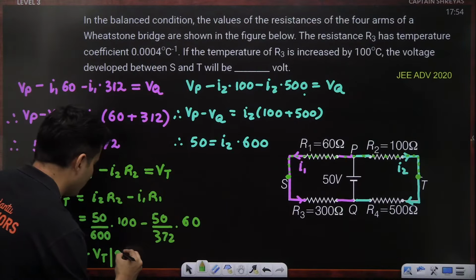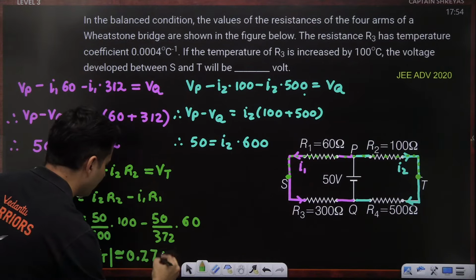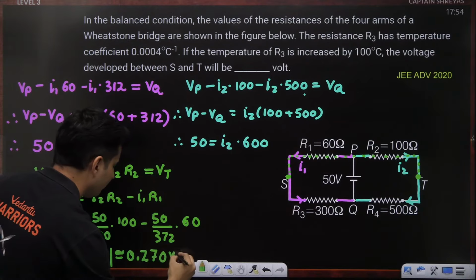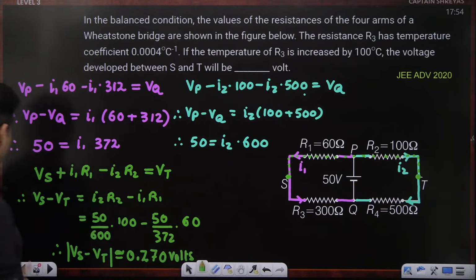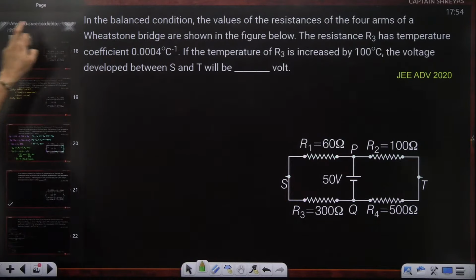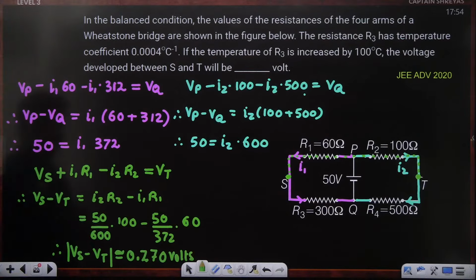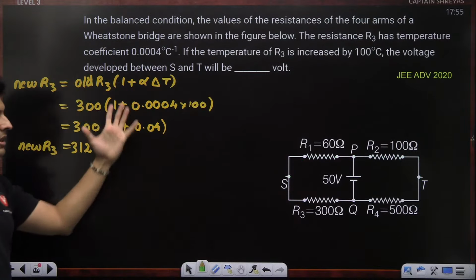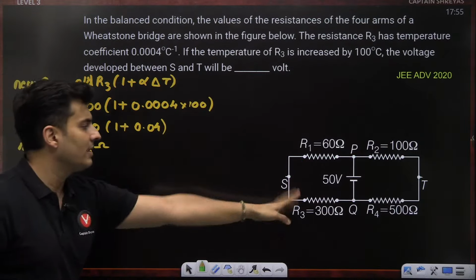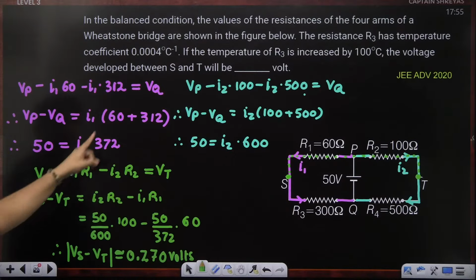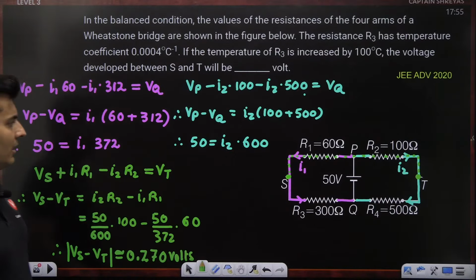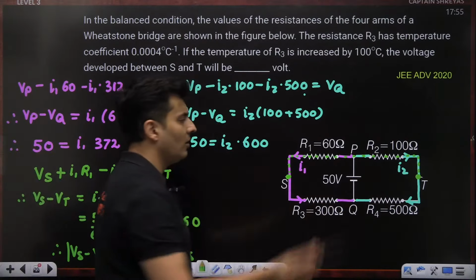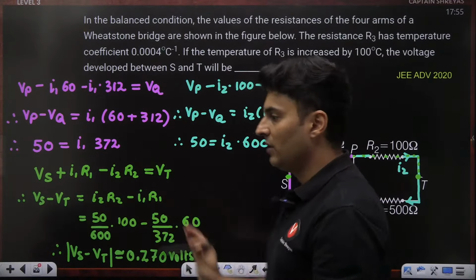It comes out approximately, not exactly, 0.270 volts. Okay, that is the answer to this particular question. Is that understood how we solved it? The first part was using thermal resistance concept. This 300 won't be 300, it will change to 312. And the rest of it was applying Kirchhoff's law multiple number of times.